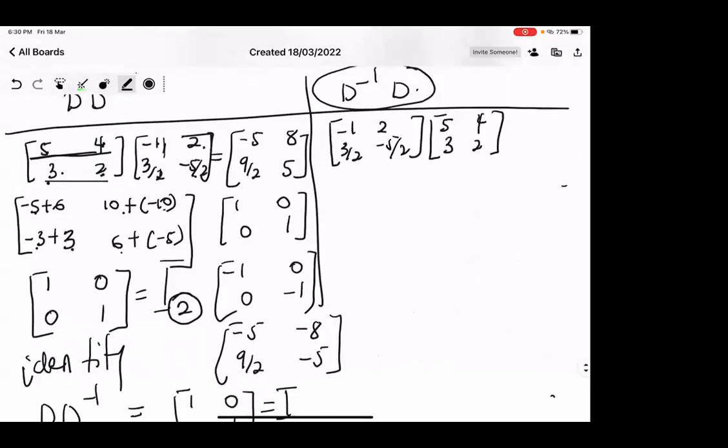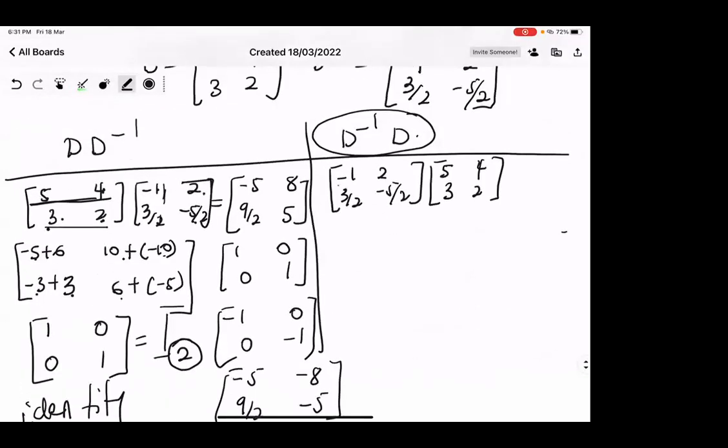Now D inverse times D, we pick the first row multiplied by the columns. We have -1 going to 5, that is -5, plus 2 going on to 3, we have 6. The same first row on the second column, we have -1 going to 4, that is -4, plus 2 going on to 2, that is 4. So we have -4 plus 4. Then we pick the second row and place it on the columns.